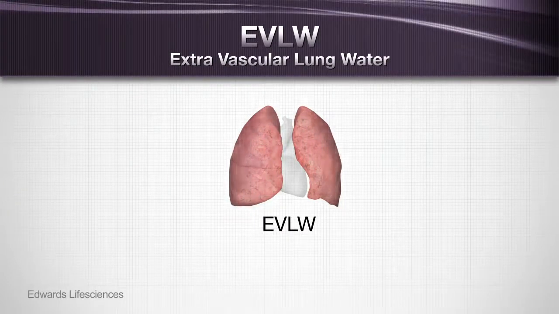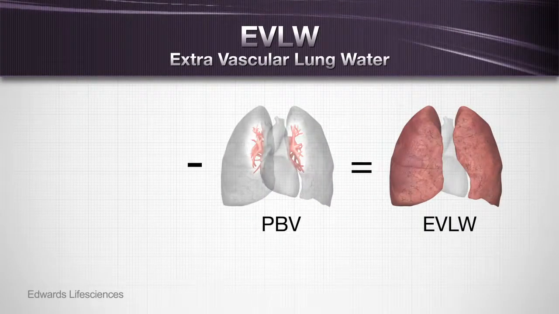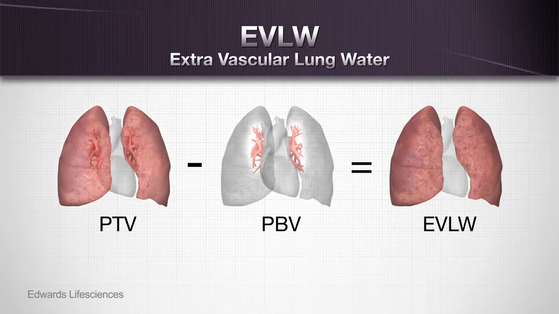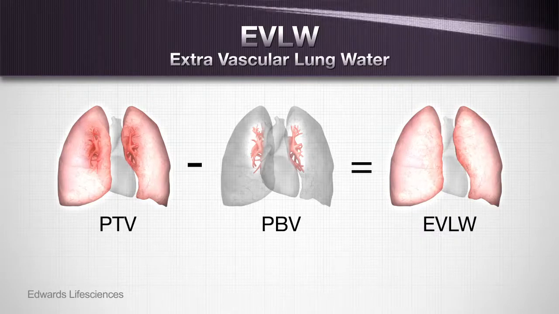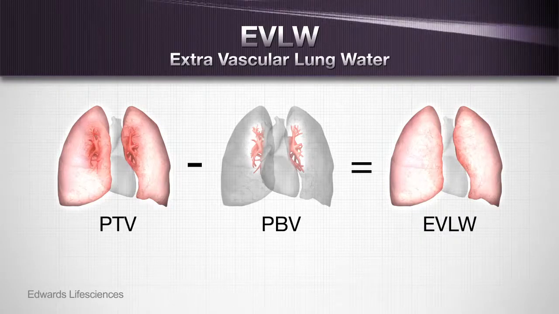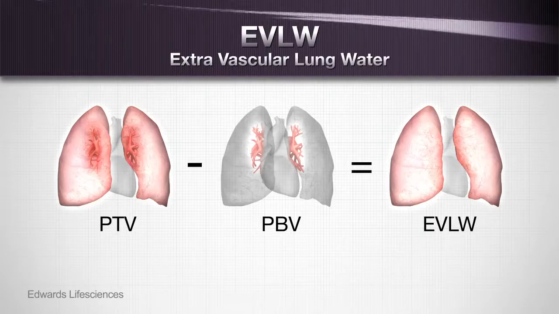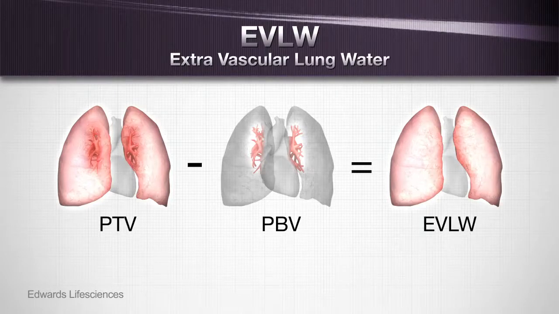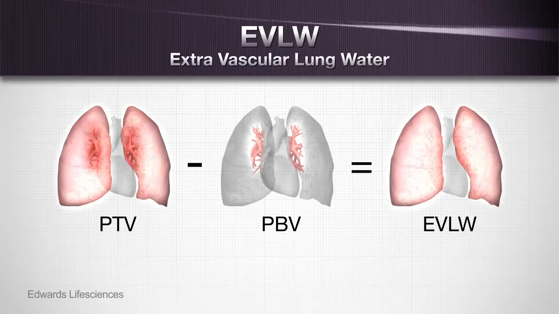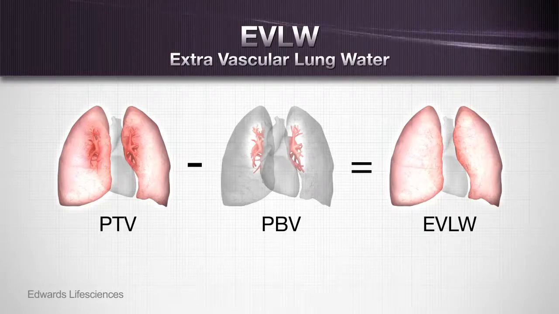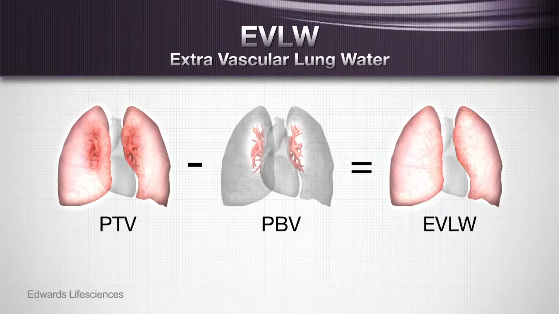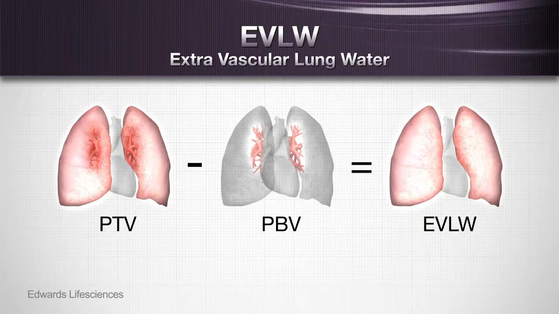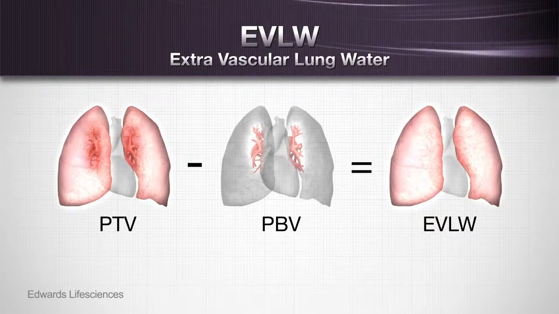Extravascular lung water is calculated by subtracting the pulmonary blood volume from the pulmonary thermal volume, leaving the thermal volume within the lungs. EVLW can be used to assess the level of pulmonary edema, which may be the result of heart failure, volume overload, or lung injury, and can interfere with the ability of the lungs to oxygenate the blood. This is indexed against the patient's predicted body weight to obtain extravascular lung water index, or EVLWI. EVLW can be used to assess the level of pulmonary edema and acute lung injury.